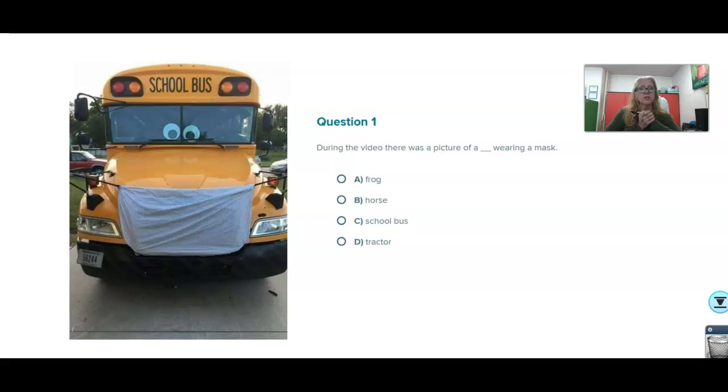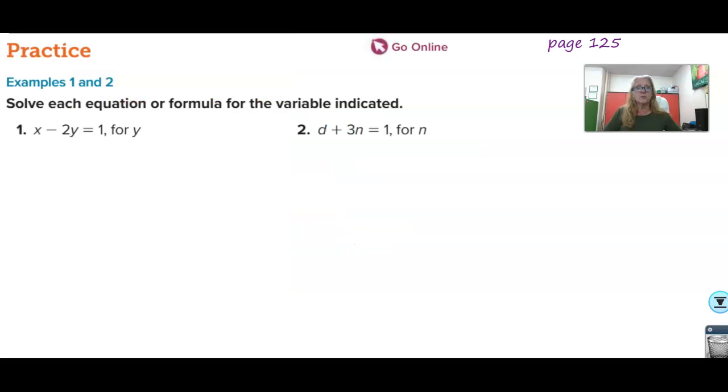During the video, there was a picture of a blank wearing a mask. The correct answer is, of course, bus. So when you go over to McGraw-Hill to get credit for watching this whole long, painful video, you answer question 1, school bus, and you will get 100% for a practice grade. Okay? And after this, we just have the practice problems, which we do in class because that's just how we operate.